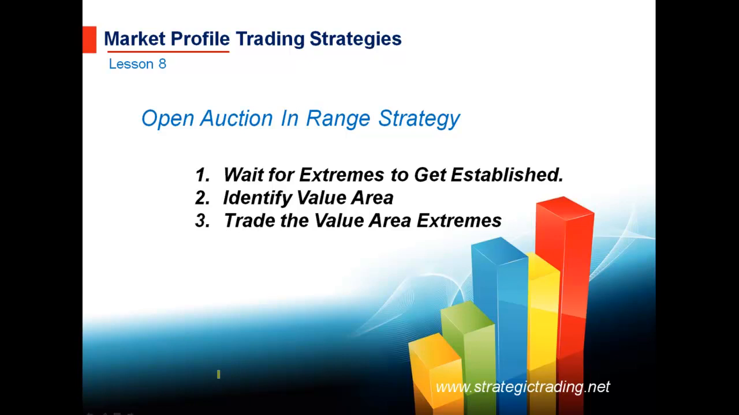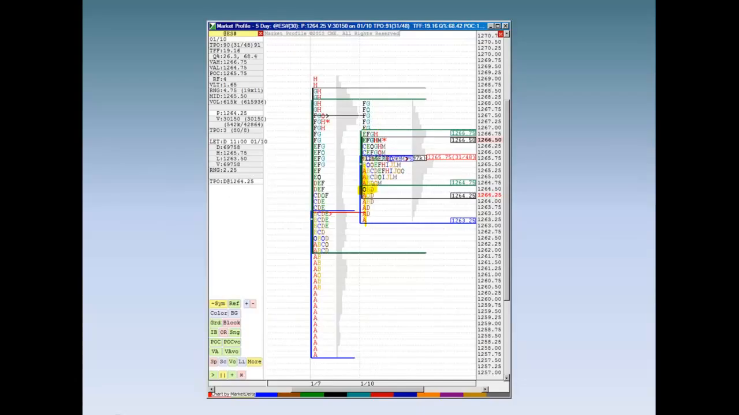The next thing that we're going to do is identify where the value area is for the day. And then it's really quite simple. We're going to trade the value area extremes. So let me go back for a second to our prior slide and notice. First, we wanted to identify where the low is for the day. If we can identify that in fact it's going to be a low, then we know that this is the low extreme, and then we're waiting to identify the high extreme.